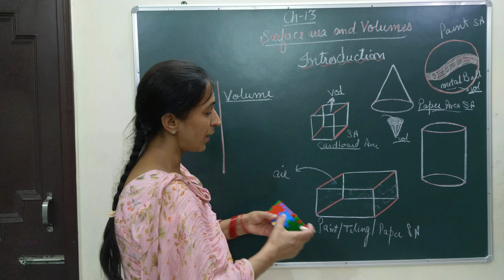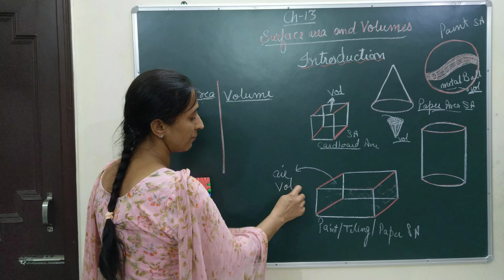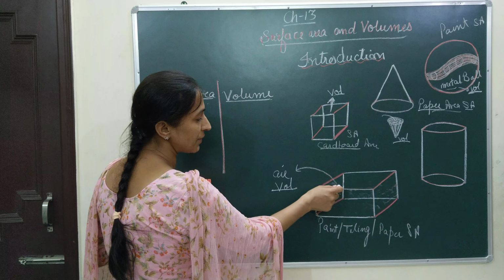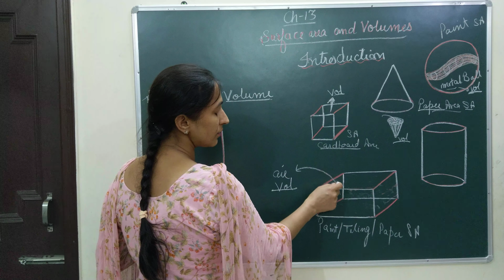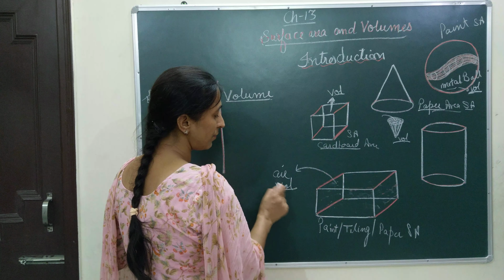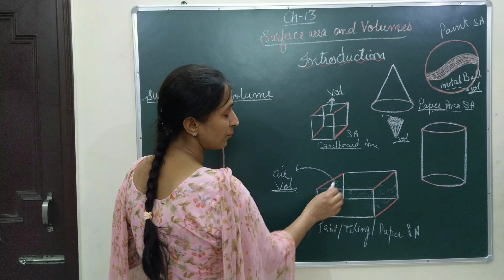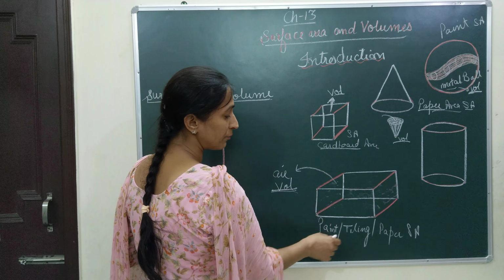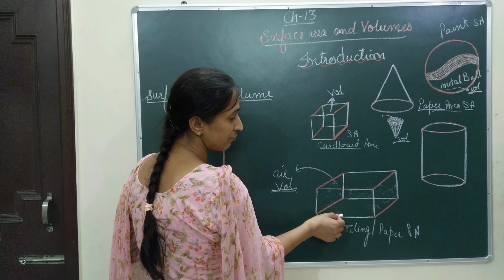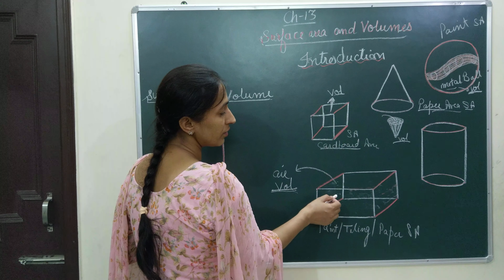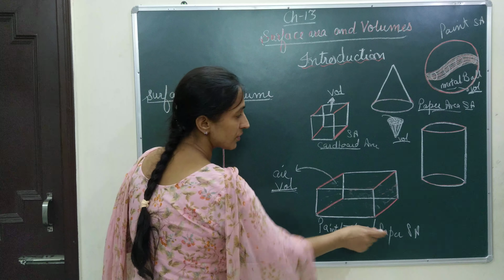So I will be taking volume. Whenever I am talking about its capacity, when the inside aspect is there, then I will be finding volume. Otherwise, if I am going to paint it, or tile its floor or its walls, then I am going to have surface area.